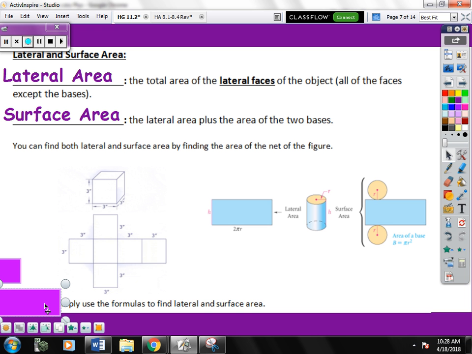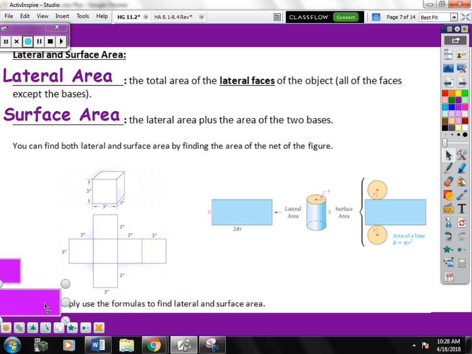And as I'm going to show you a bunch of formulas below, if you don't like them, you are welcome to just think about all of the surfaces, find the area of each one, and add them together. So in this one, you would have a bunch of squares. Find the area of one square, and then you just have to multiply by 6.